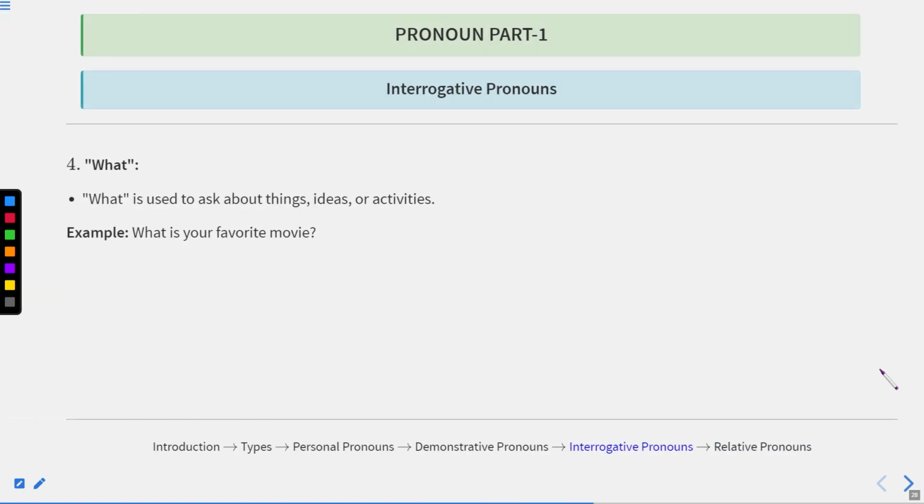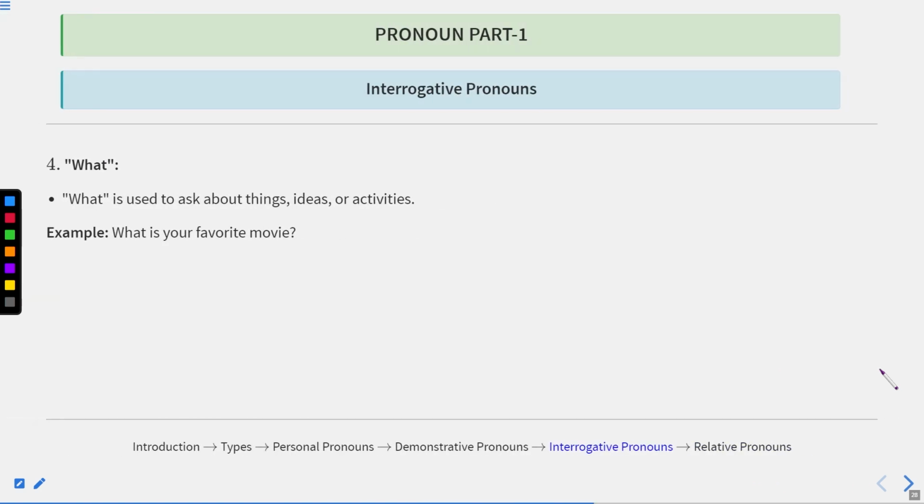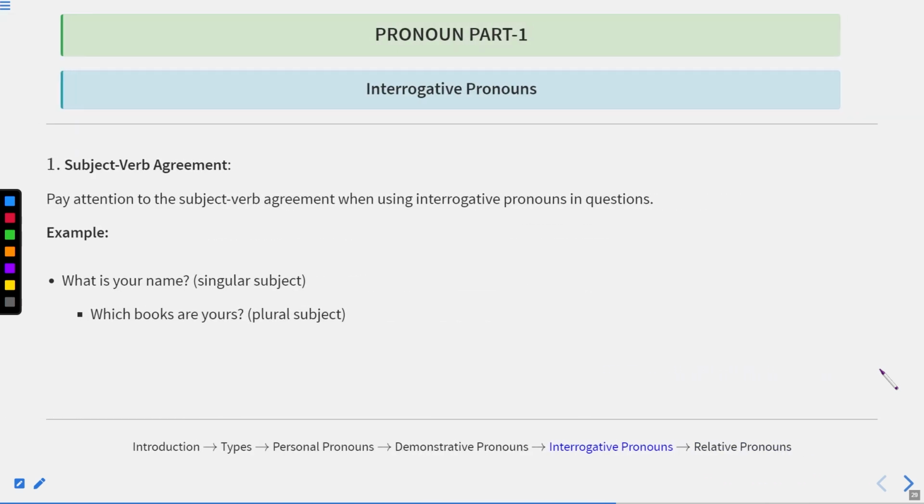Okay, now what is also an interrogative pronoun. What is used to ask about things, ideas, or activities. What is your favorite movie? What is your name? So this what is also an interrogative pronoun, which is used to ask questions. Now, subject verb agreement. Pay attention to the subject verb agreement when using interrogative pronouns in questions. What is your name? So here we are talking about a singular person, we are using the word is. Okay. Which books are yours? So which books, now this which is actually an interrogative adjective over here.